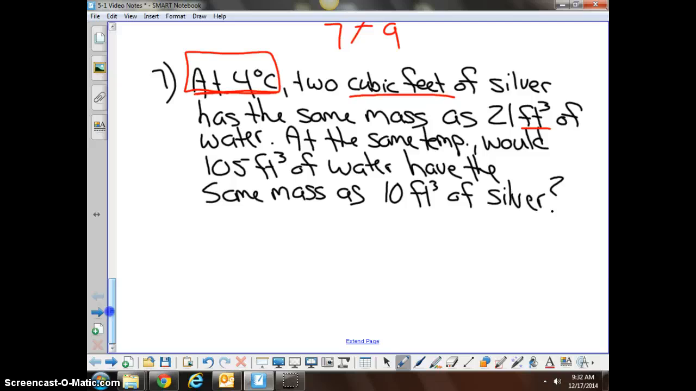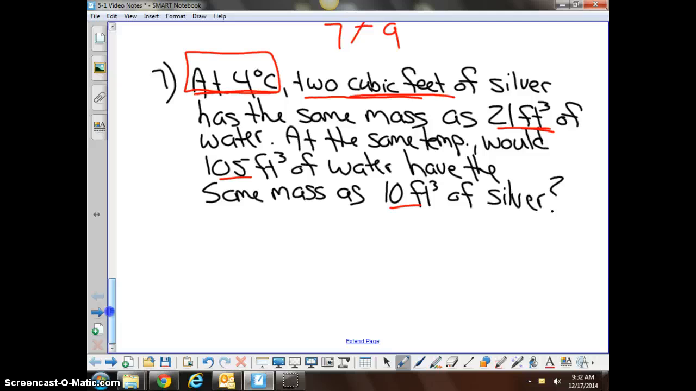At the same temperature, would 105 cubic feet of water have the same mass as 10 cubic feet of silver? So the question is, at 4 degrees Celsius, would 21 cubic feet of water and 2 cubic feet of silver be equivalent to 10 cubic feet of silver and 105 cubic feet of water? So what we've got to do is set up a proportion.